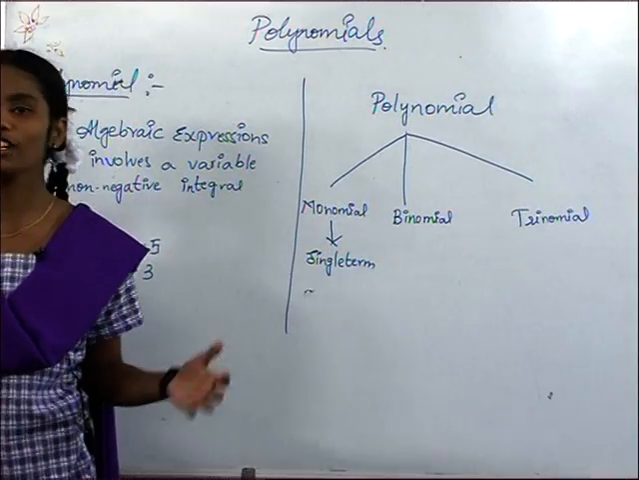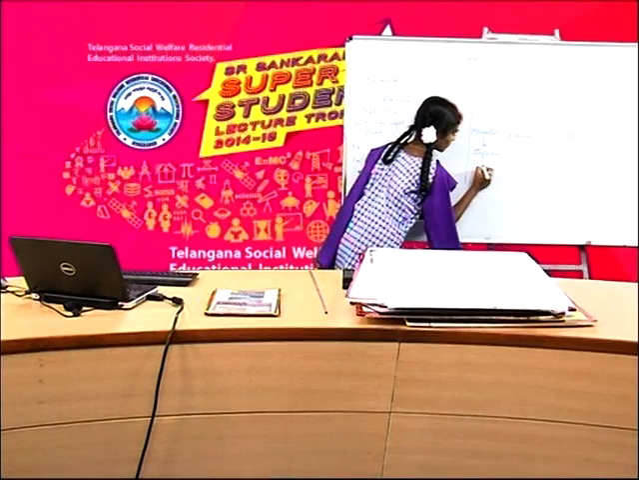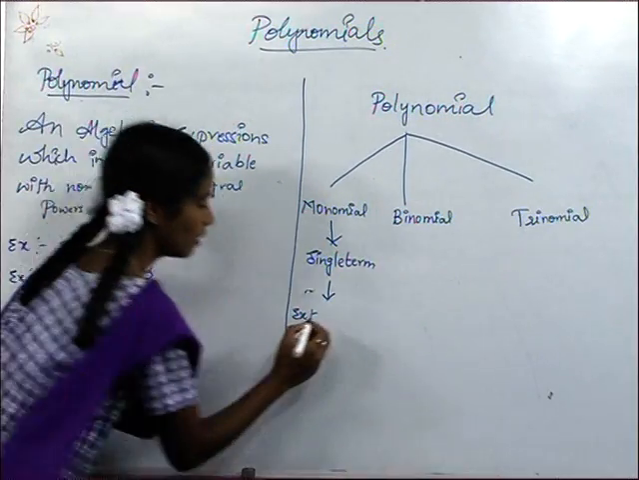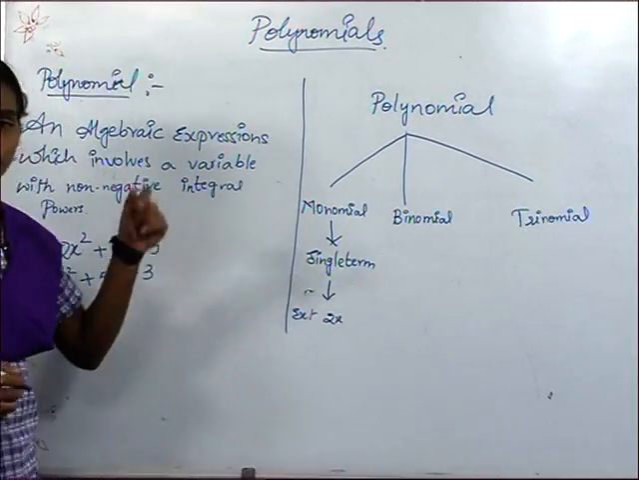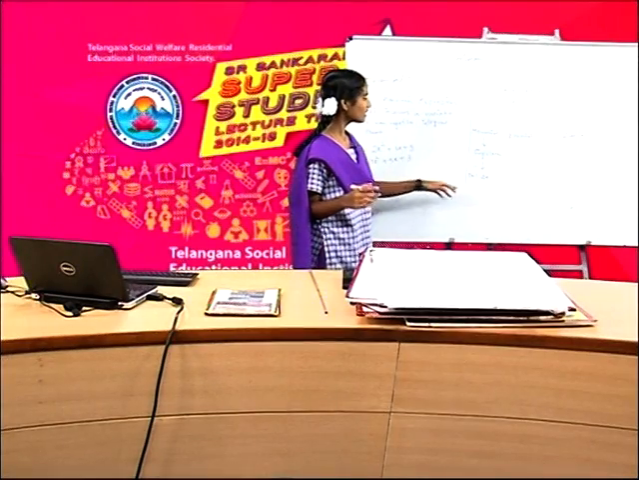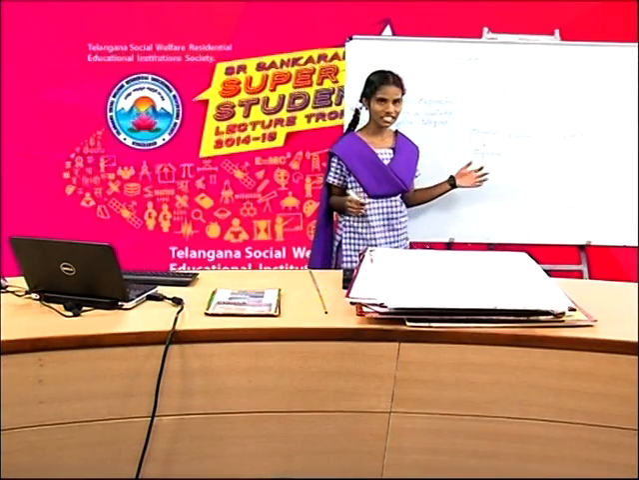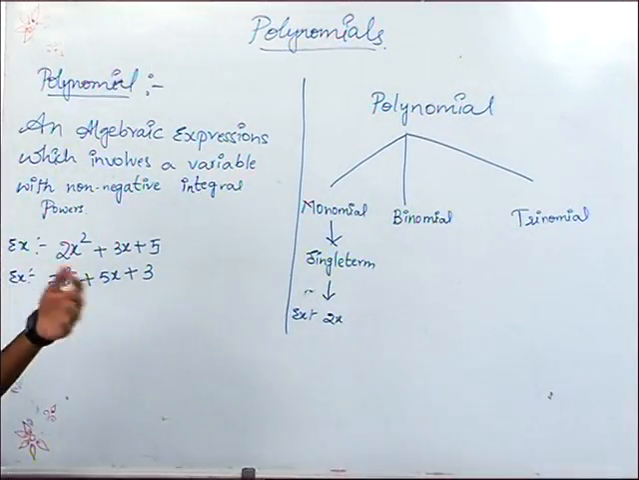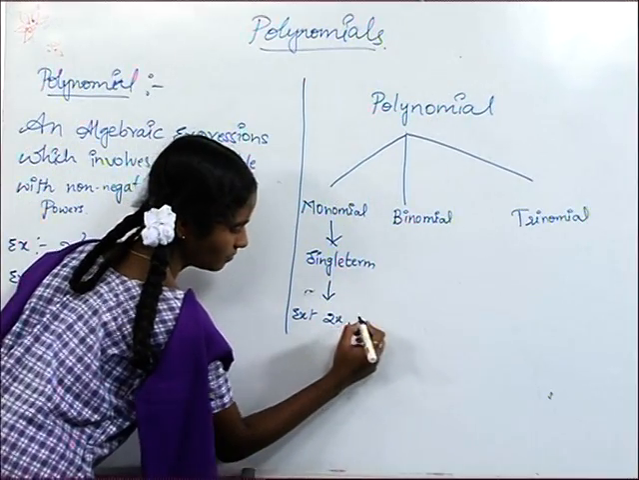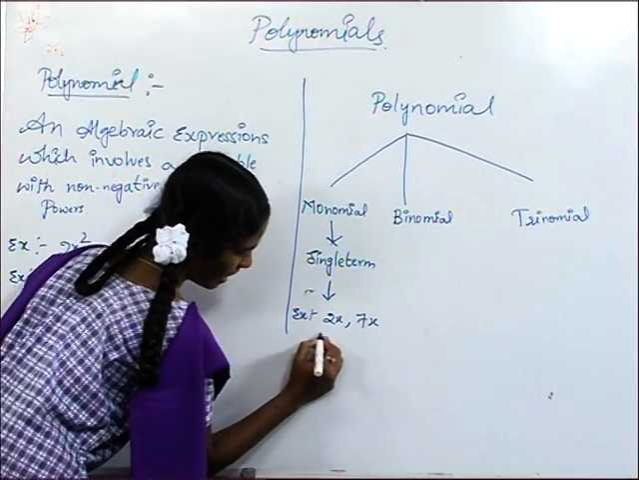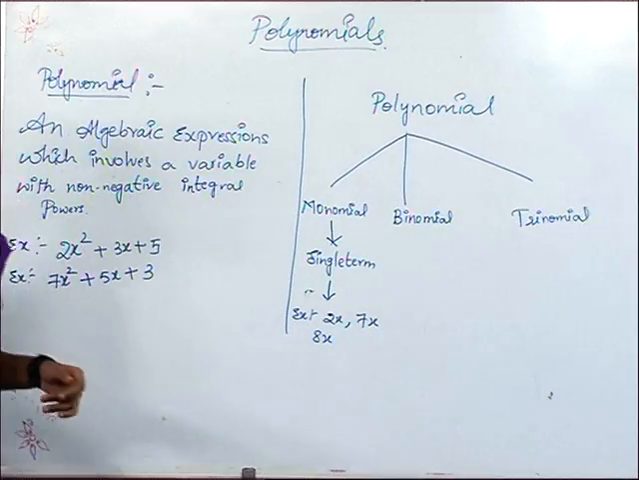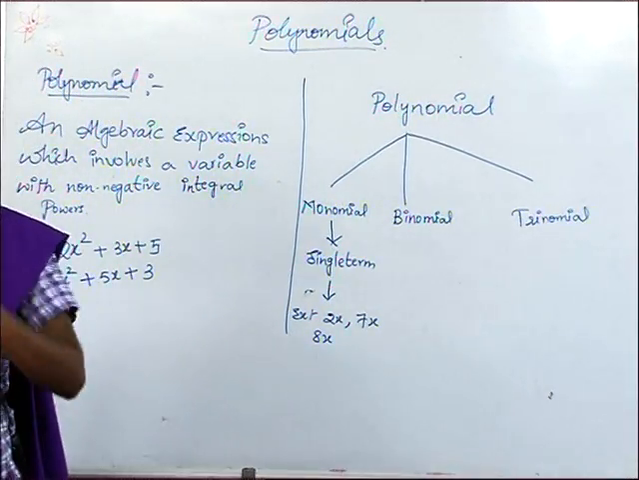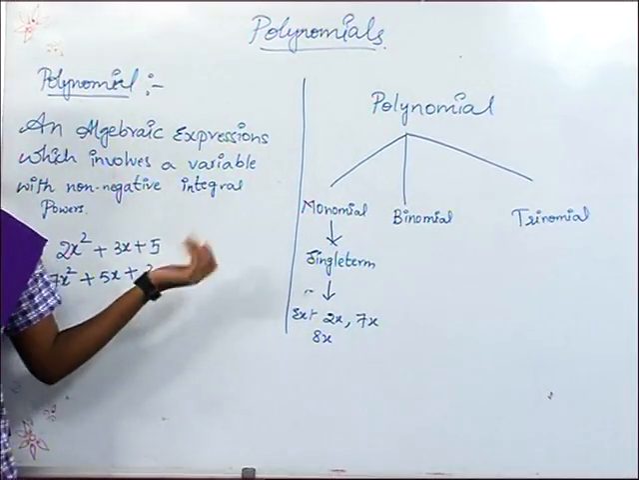For example of monomial, friends, 2x is a monomial because here there is a single term, so it is called a monomial. And we can take other examples like 7x, 8x and so on, because these examples also contain a single term, so they are called monomials.